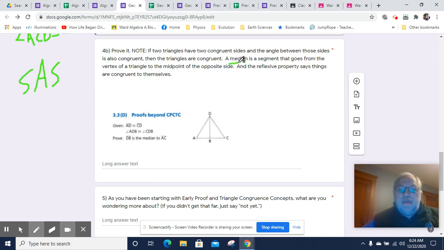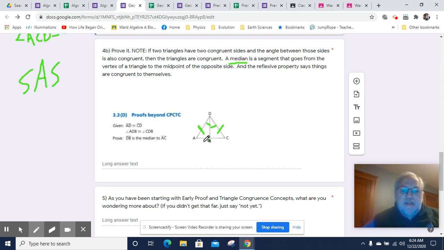Now you also need to know what a median is. A median is a segment that goes from the vertex of a triangle, like there, to the midpoint of the opposite side. And the reflexive property, I'll remind you, says things are congruent to themselves. So here's the information: we've been given that AD is congruent to CD again, and that angle ADB is congruent to angle CDB. Now we're asked, is DB the median to AC?